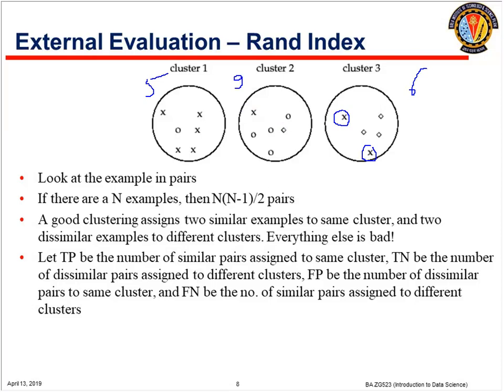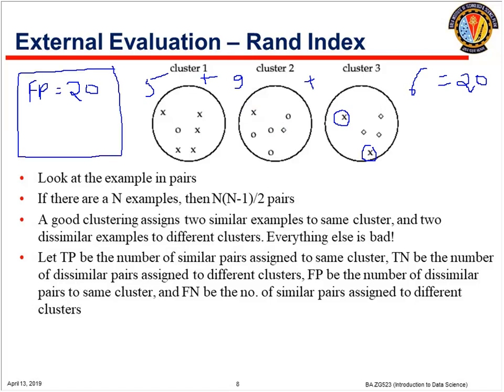So we sum them up. 5 plus 9 plus 6, again you got 20. So FP is also 20. So you can see that TP and FP both are 20. The TP you calculated earlier was 20, and FP is also 20.